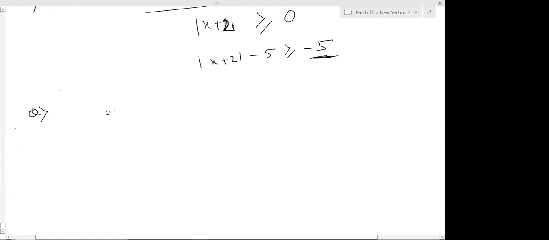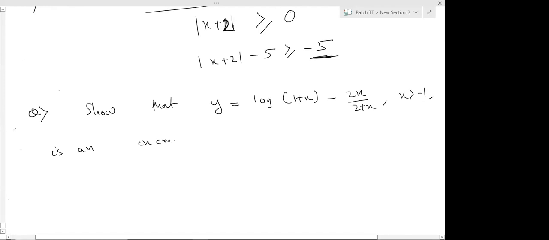Show that y equals log of 1 plus x minus 2x upon 2 plus x, where x is greater than minus 1, is an increasing function of x throughout its domain.